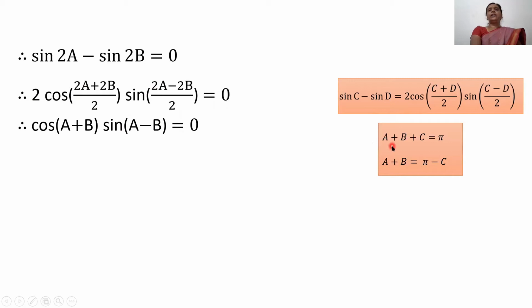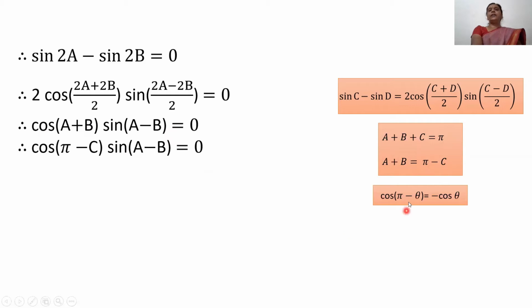Again, we know that in any triangle, the addition of 3 angles is 180 degrees, that is pi. That is A plus B plus C is equal to pi. Here we need the angle A plus B, therefore you keep here A plus B as it is and transfer C to the right hand side. You will get A plus B is equal to pi minus C. Therefore, in the next step for cos (A plus B), you keep the value cos (pi minus C) and this sin (A minus B) as it is.